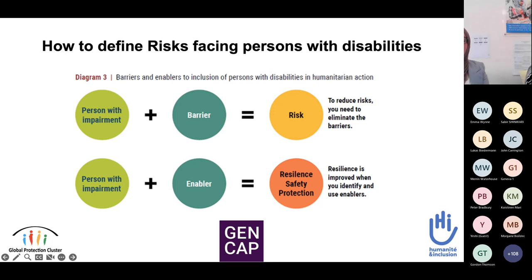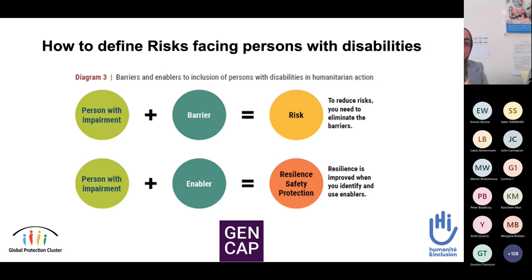Yeah. So before starting to define risks facing persons with disabilities, I will go back one step to define disability. Based on the rights-based approach, disability is an evolving concept that results from the interaction between a person's impairment and a barrier, which leads to an increase in the risk of vulnerability in the community for people who are experiencing these barriers.